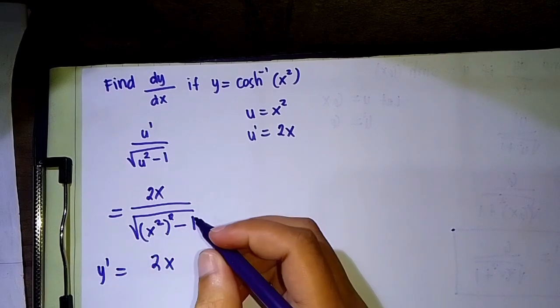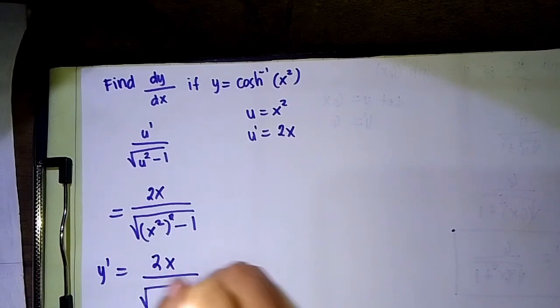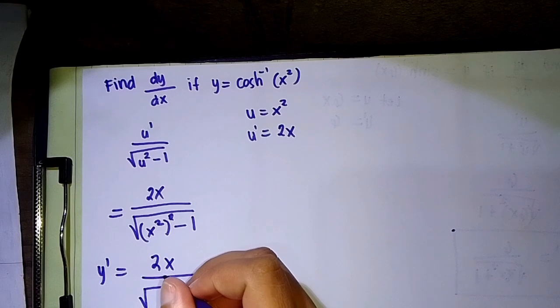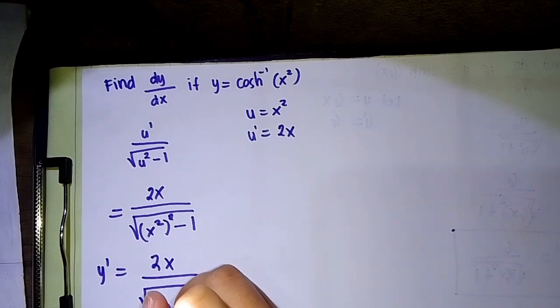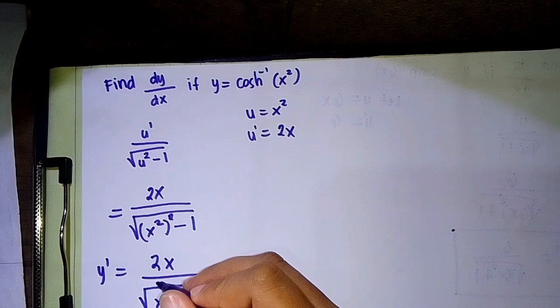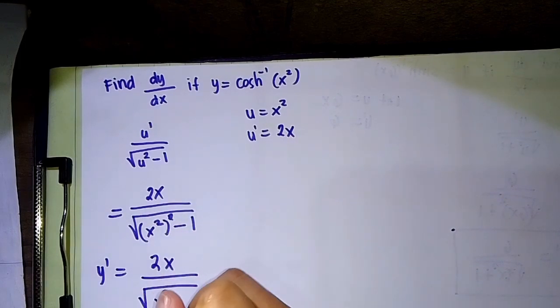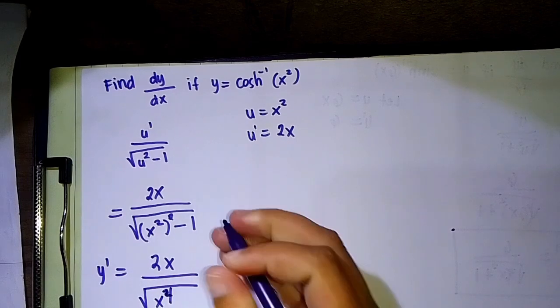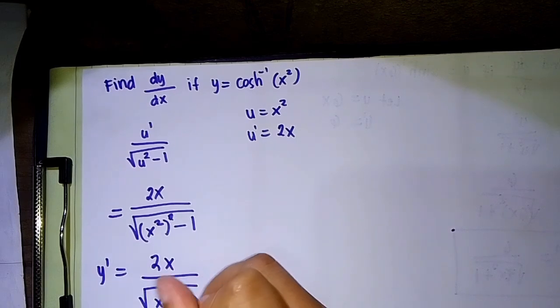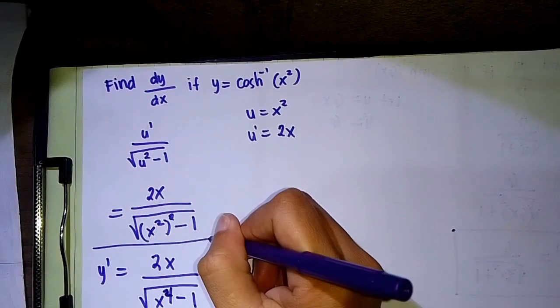2x divided over the square root of u squared, which is x squared minus 1. So it's going to be 2x over the square root of 2 times 2, which is x to the 4, minus 1. So this is your final answer.